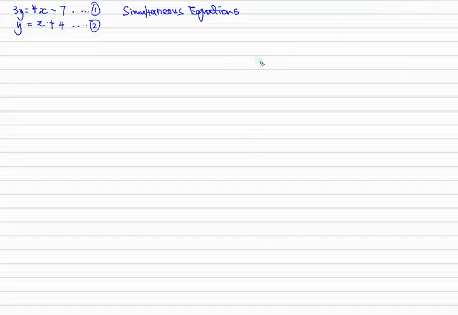Okay, now let's look at these two equations. For the first equation, you have 3y, 4x. The second equation, you got y equal to x plus 4. There are two equations. Each equation has two unknowns, y and x.